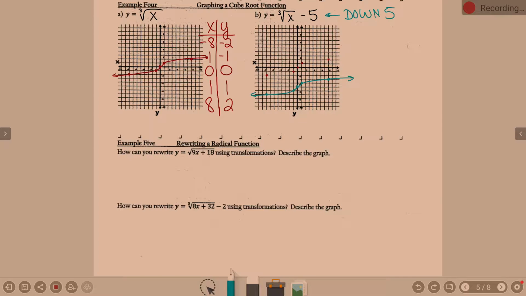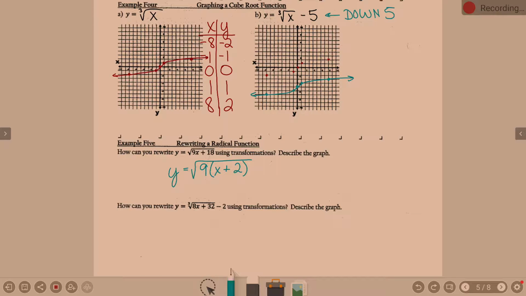So first thing I'm going to do is I'm going to rewrite this. Still under the radical, I'm going to factor out a 9. So think GCF here. It's been a while, I know. But if I, under the radical, put a 9 first, 9x divided by 9 leaves me with x, plus 18 divided by 9 leaves me with 2. So all I've done so far is rewrite that by factoring out the GCF of 9.